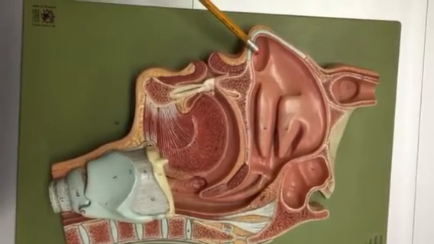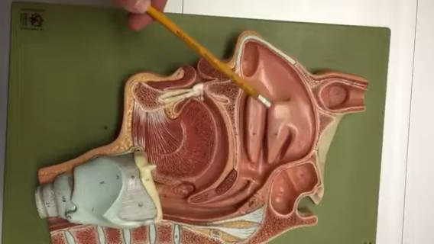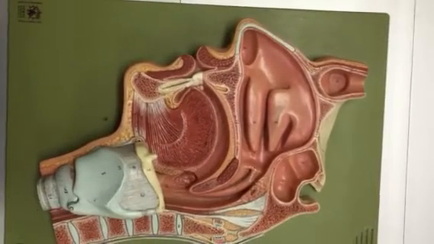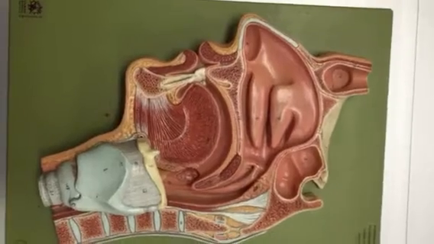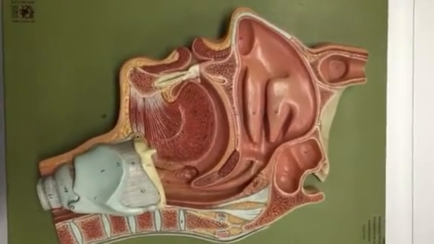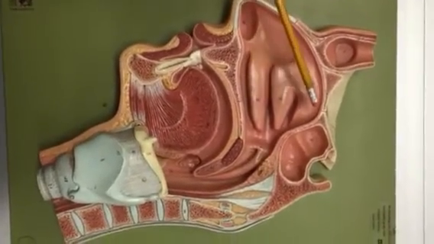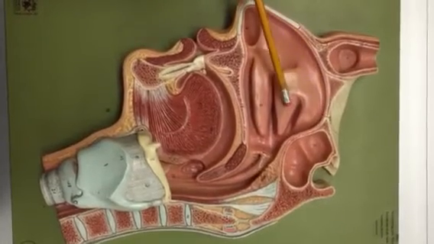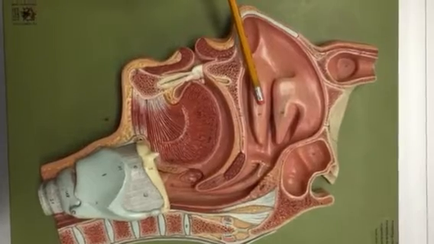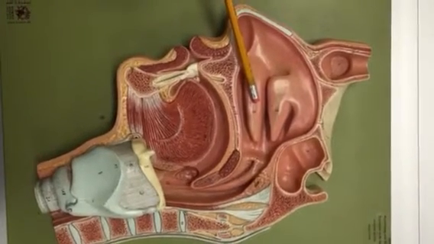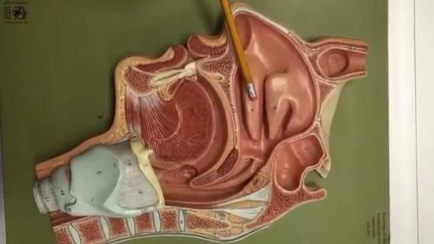Posterior to the nares or the nostrils is the nasal cavity. The nasal cavity possesses a few bony ridges formed by internal skull bones. These are called conchae. There's a superior and a middle and an inferior nasal concha. And between them there are grooves known as meatuses.